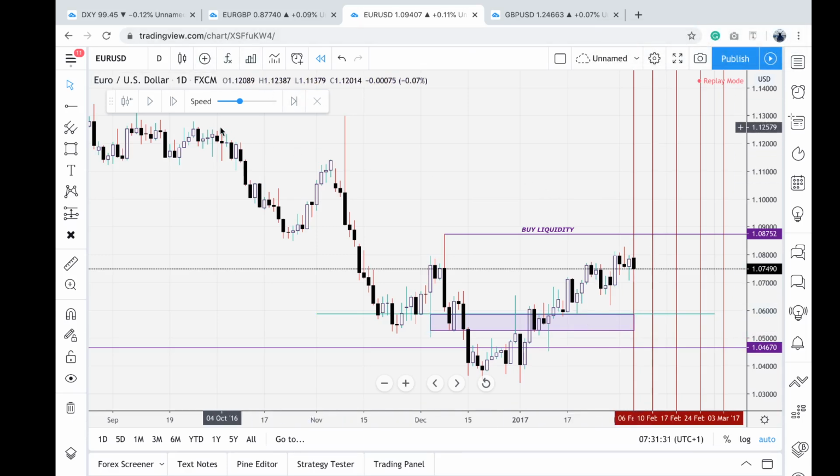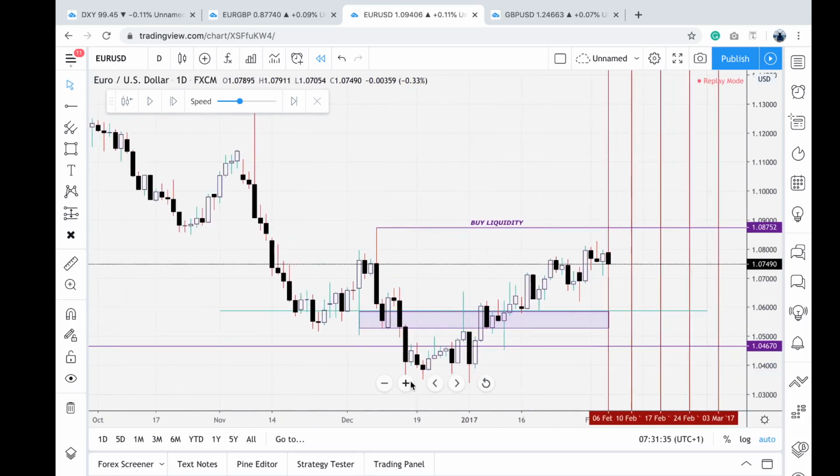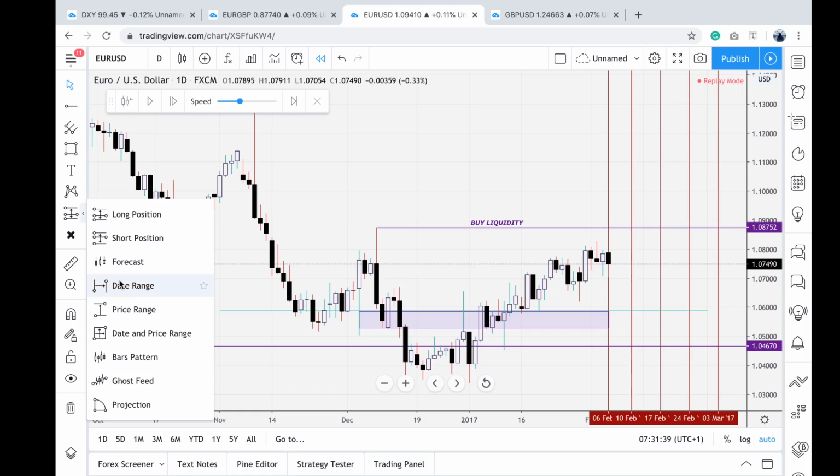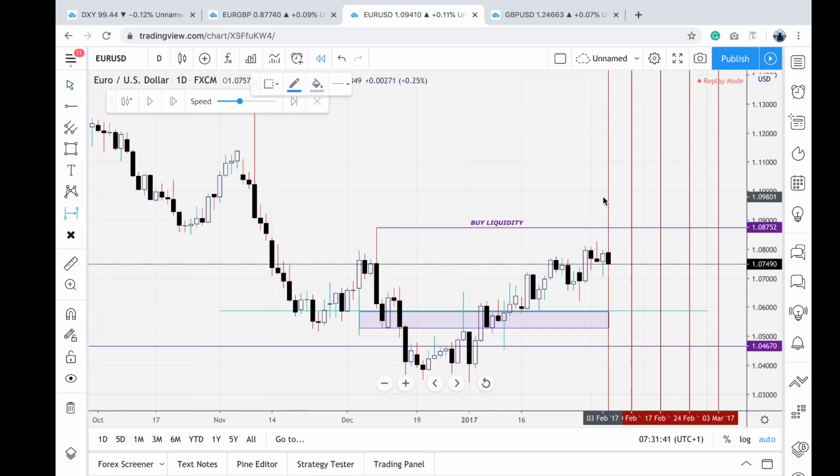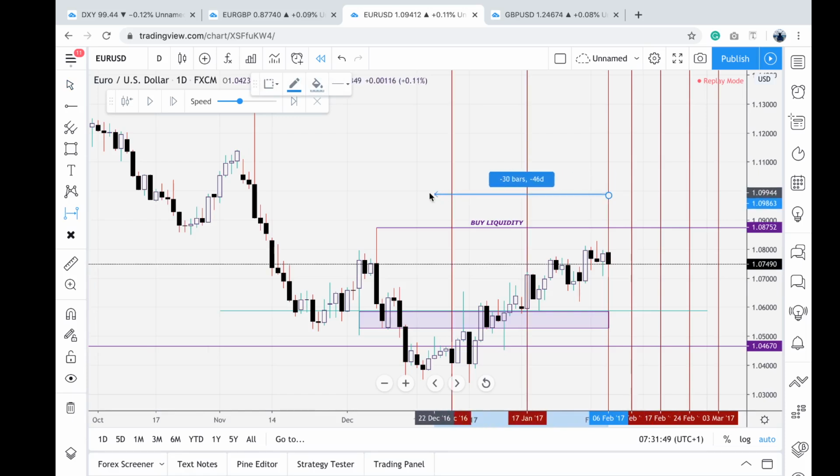So the next thing to reference is IPDA ranges. Don't forget your IPDA ranges, guys. So we're going to pull up the date range. Draw 20-day, 40-day, and 60-day.